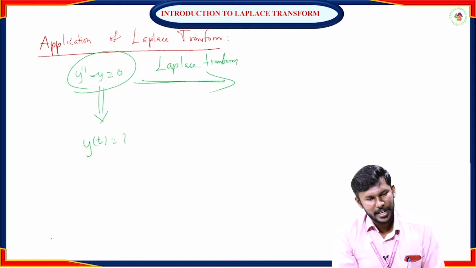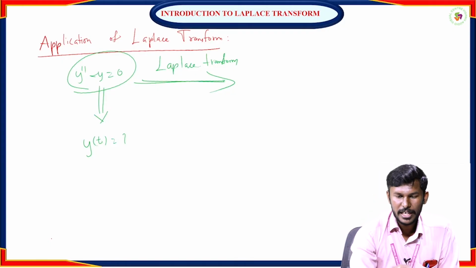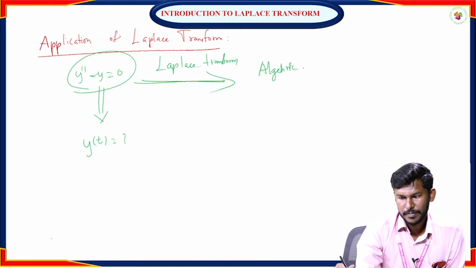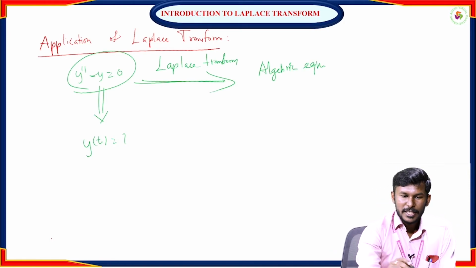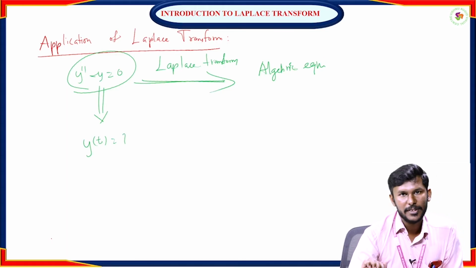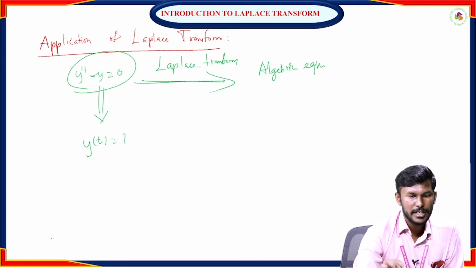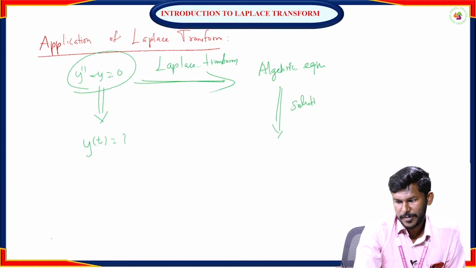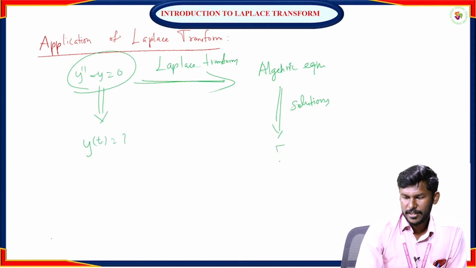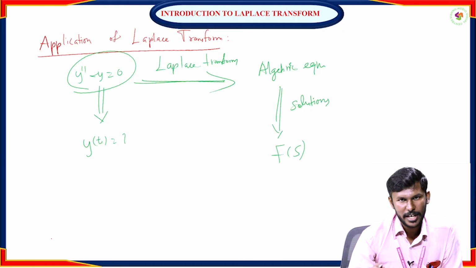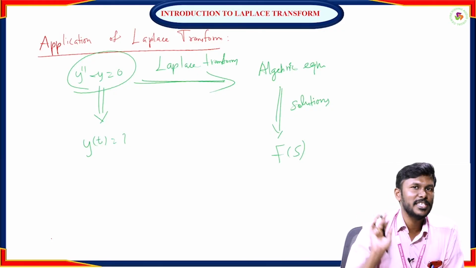So after applying Laplace transform, this differential equation will be transformed into some algebraic equation. Studying a differential equation compared with an algebraic equation is easy. After applying Laplace transform, this equation will be converted into an algebraic equation, and for an algebraic equation, finding the solutions is also easy. I just say this is some F of s, and I have to find the solution of that algebraic equation. Now the solution is in my hand.